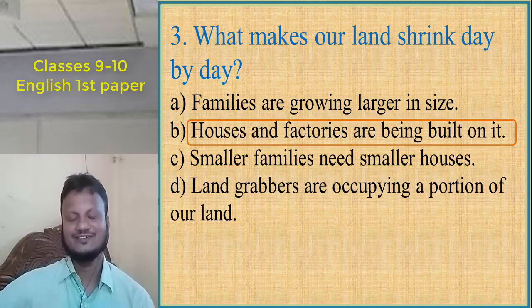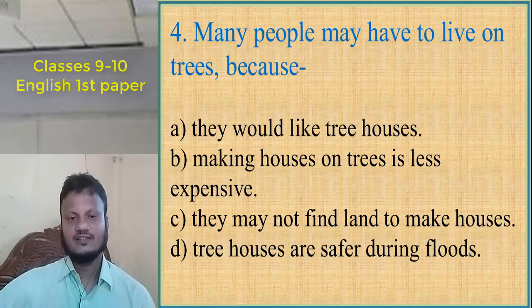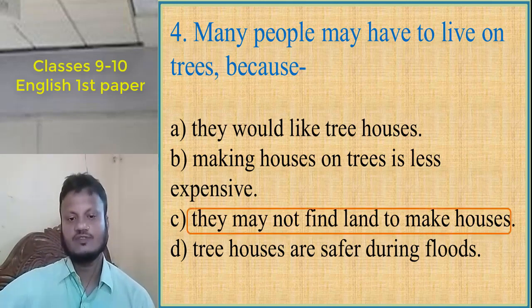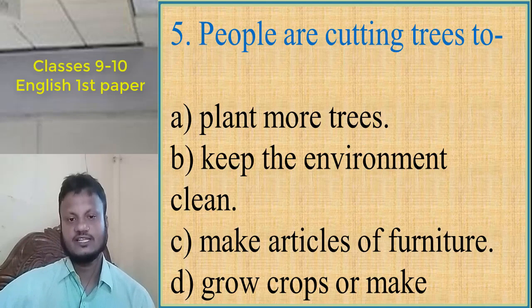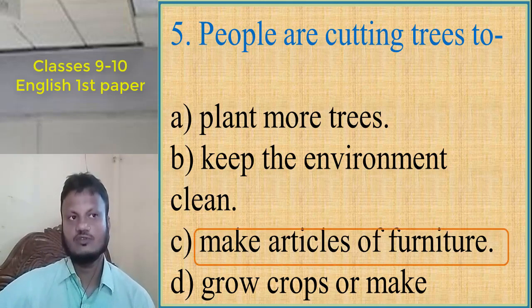And number 4, many people may have to live on the trees because, yes, because they may not find land to make houses. And another is, people are cutting trees to plant more trees, keep the environment clean, make articles of furniture, grow crops or make. What will be? Yes, I hope that you are able to answer. This will be make articles of furniture. People are cutting down trees to make more and more articles and to decorate their houses.